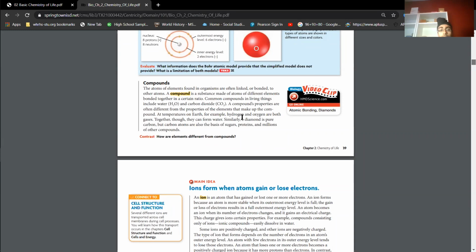So for example, in water, you have H2O, which means you have 2 hydrogens bonded to an oxygen. Because these are different elements, this is considered a compound. If, let's say, it was oxygen bonded to oxygen, this is not a compound because you don't have different elements. They're the same element.